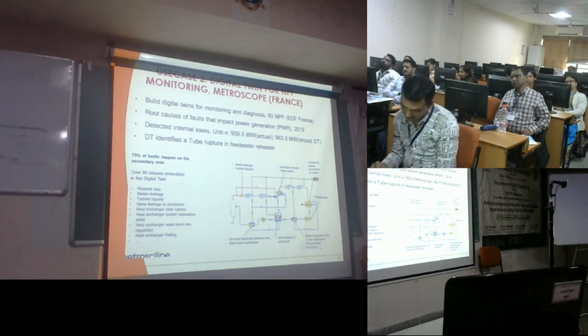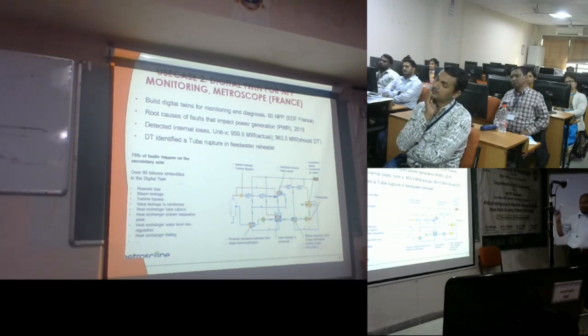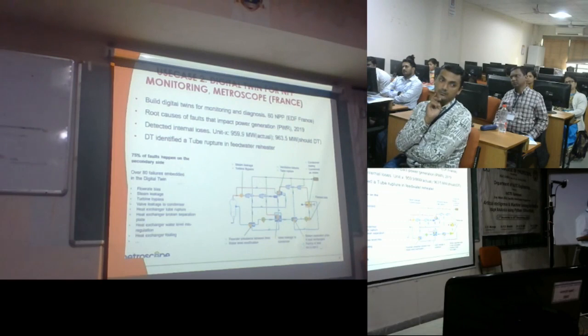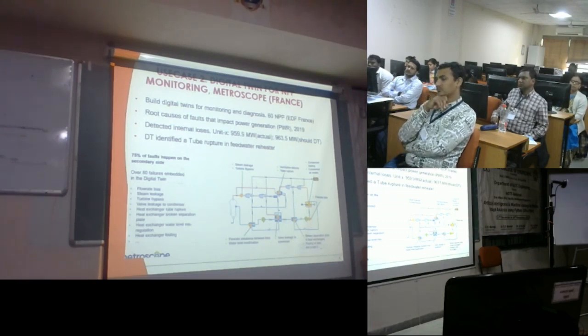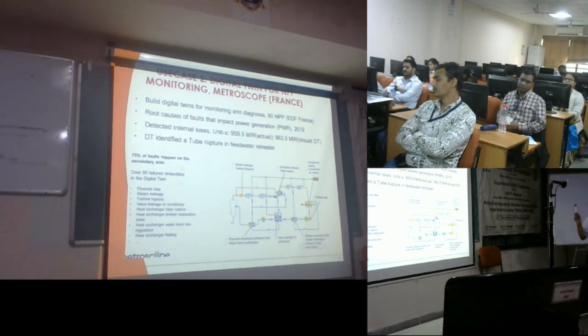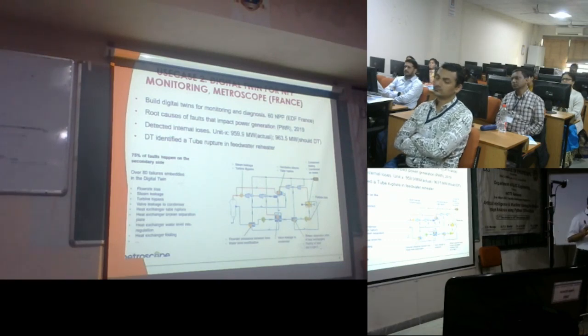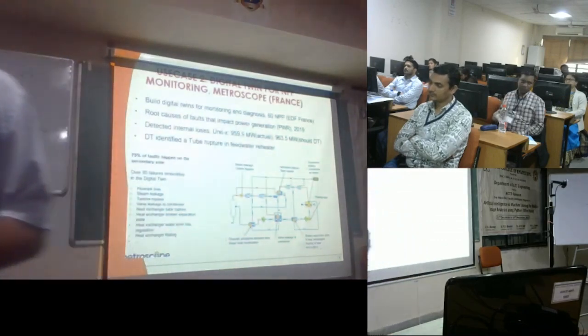Okay, and hence the digital twin helped to find out the root cause of that. The root cause was some internal leakages in the reheaters, and those internal leakages were not revealed by the traditional methods. In this way they could save a lot of money, they could correct the process, they could rectify the fault, and they could save a lot of revenue. So this was the real use case of that.